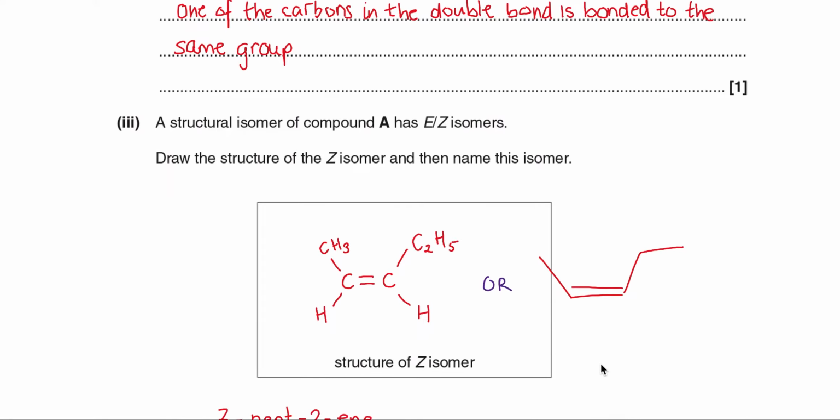Right, the next one is to draw a structural isomer of compound A, which has EZ isomers, and it's asking you to draw the Z isomer. It's just asking you to draw the structure, so it's not stated whether to draw the displayed or the skeletal formula. It's up to you how you want to do it. So let's just recap what we mean by a structural isomer. A structural isomer is one that has the same molecular formula but different structural formula.